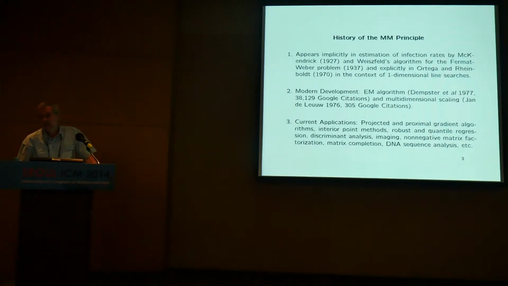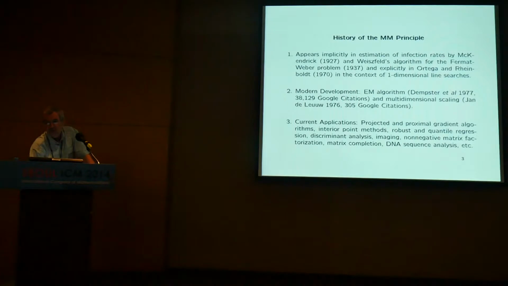The idea of particular algorithms appeared very early on. Earliest I can trace back is to 1927, a paper on estimation of infection rates. Then there's something called Weiszfeld's algorithm for the Fermat-Weber problem from the 30s. The principle was enunciated clearly for the first time in the numerical analysis book of Ortega and Rheinboldt in the context of one-dimensional searches. Now, the modern development started with the EM algorithm in 1977.